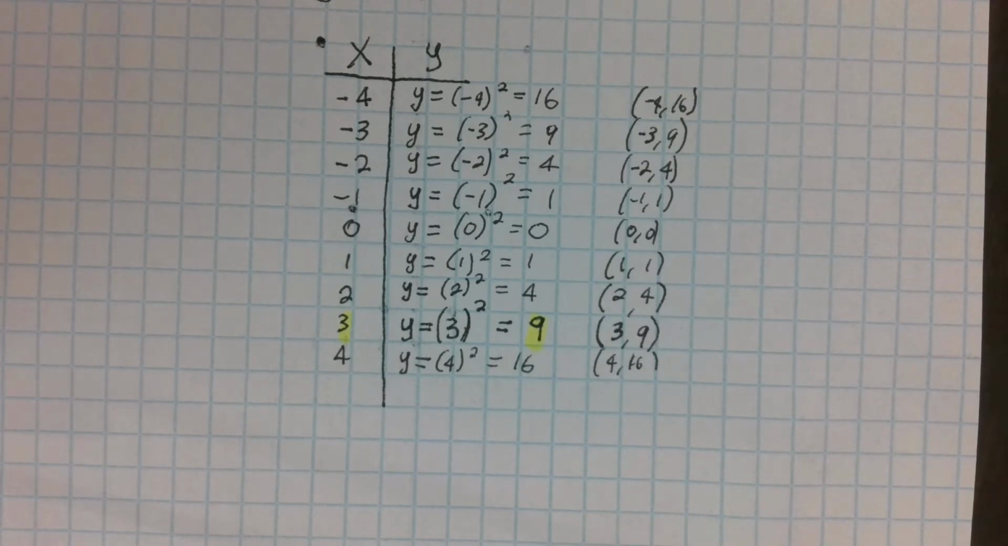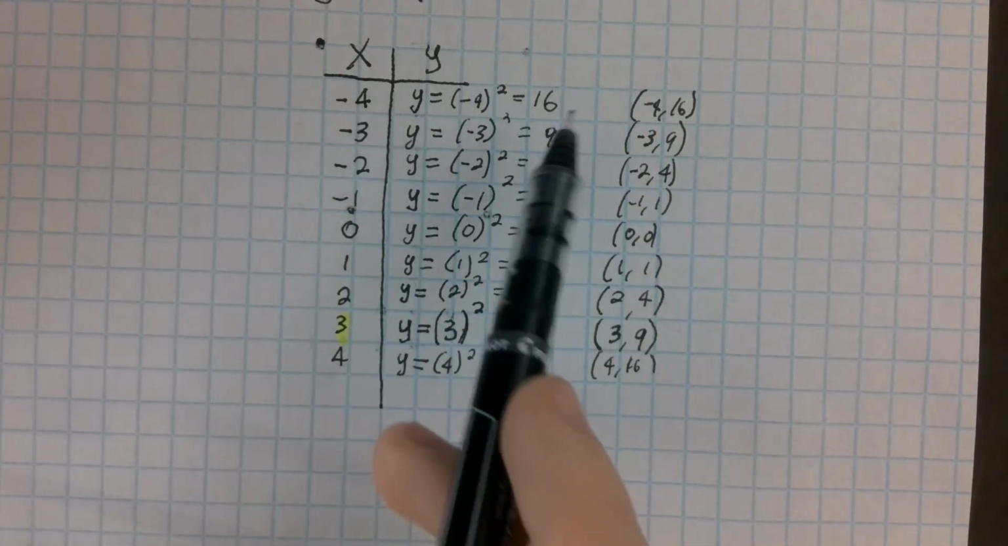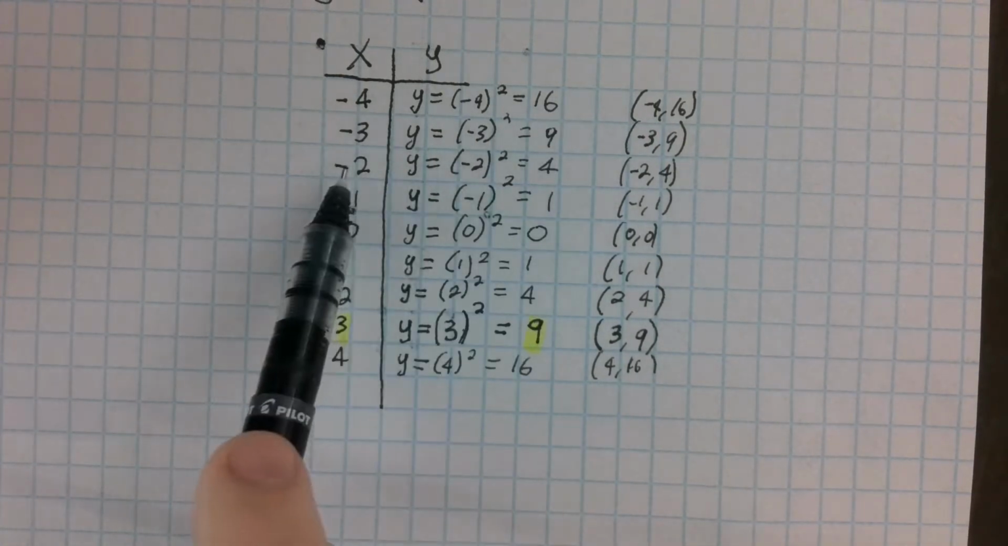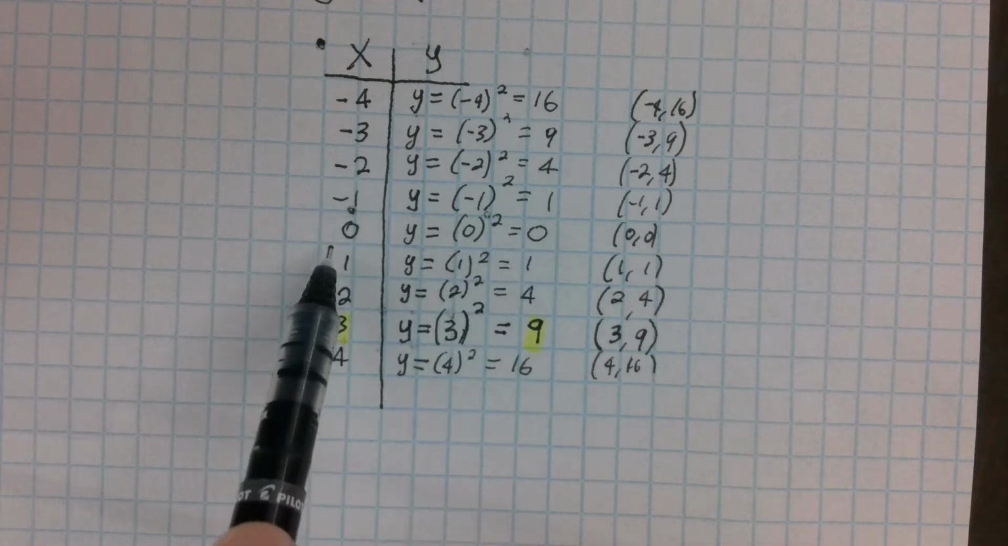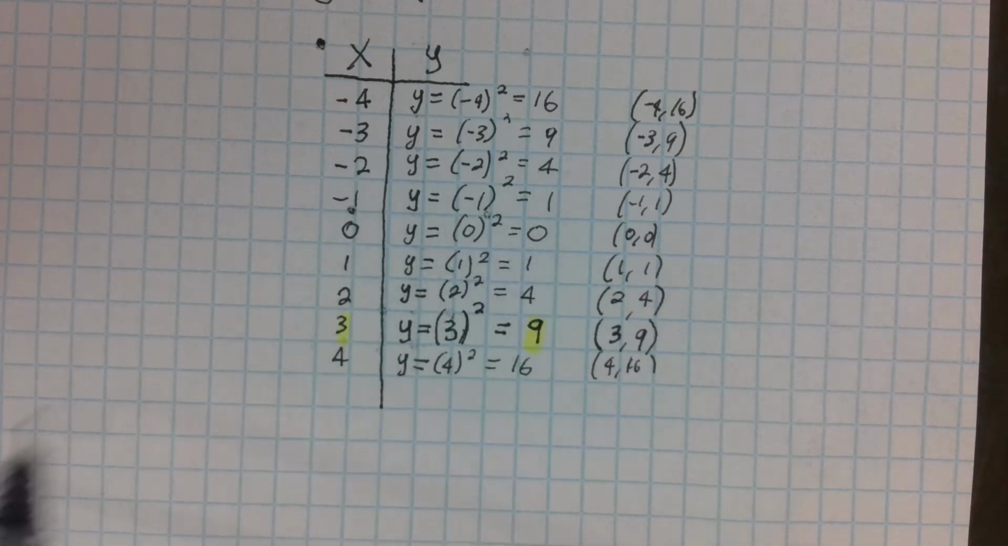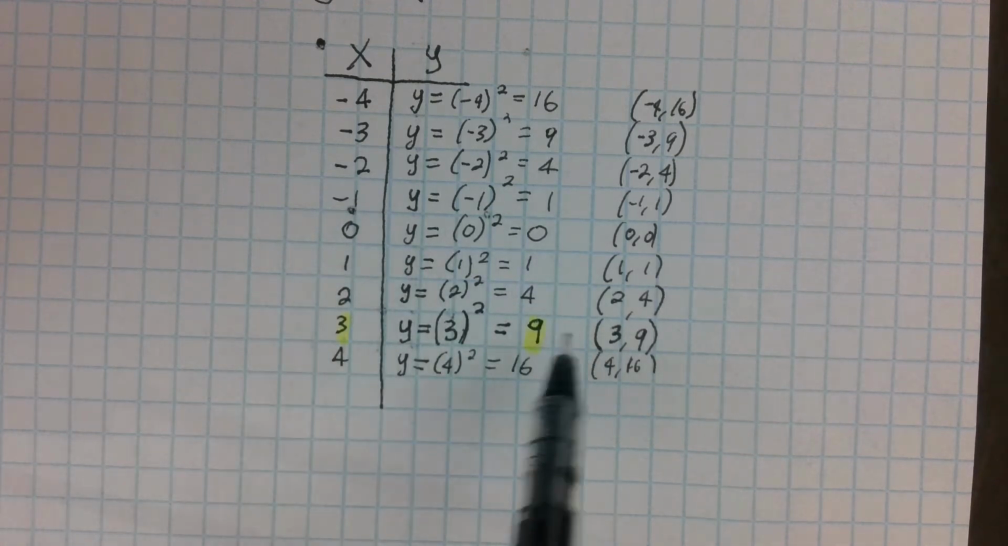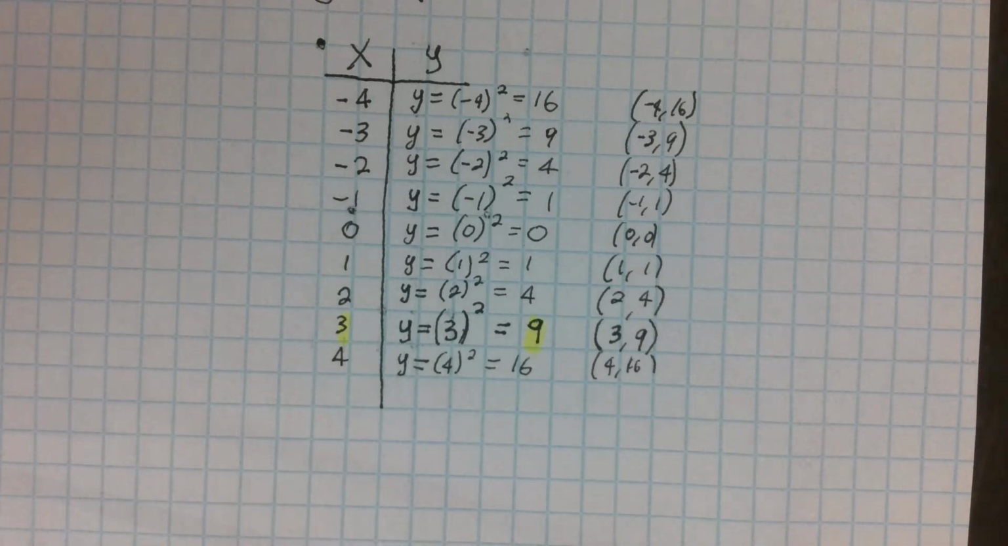How'd you do? We should have gotten the following. Negative 4 squared is 16, negative 3 squared is 9, negative 2 squared is 4, negative 1 squared is 1, 0 squared is 0, 1 squared is 1, 2 squared is 4, 3 squared is 9, and 4 squared is 16. So these are the points we get.